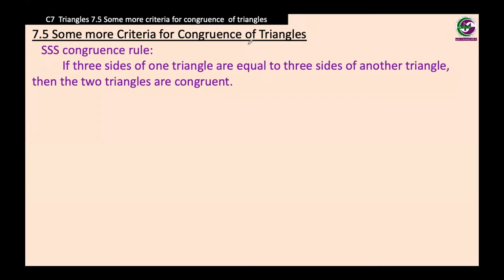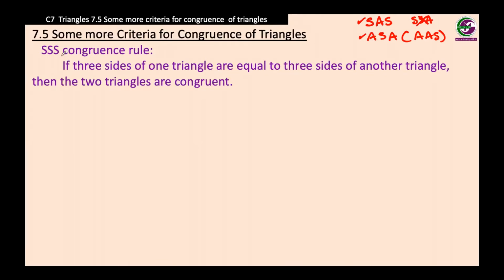Let's move on to two more congruence criteria from this chapter. In the previous periods, we have seen the SAS congruence condition, which means two sides and the included angle. The next one we saw was ASA congruence, which can also be written as AAS. But here we can't write SSA. These were the two congruence criteria that we have gone through before.